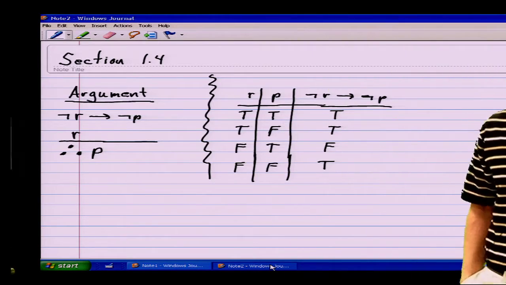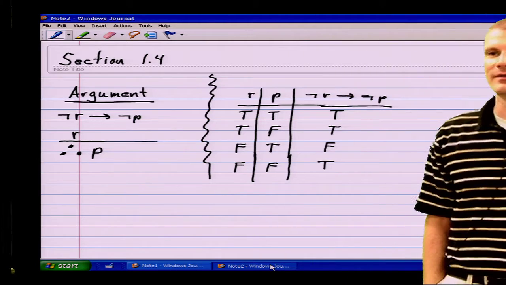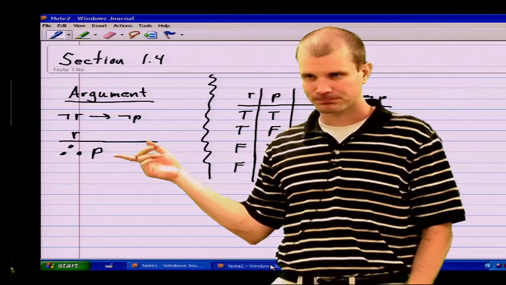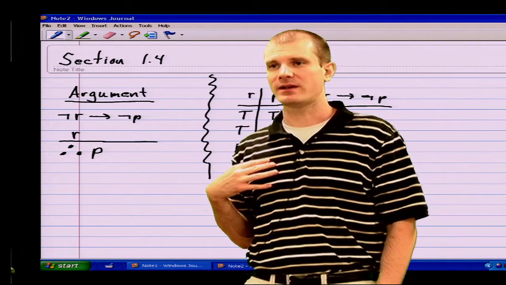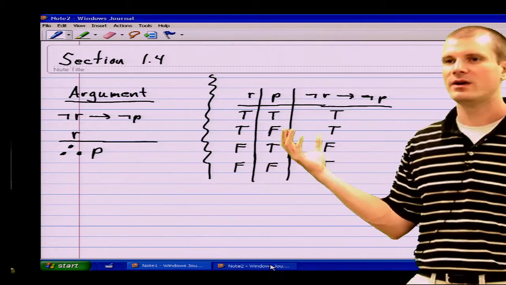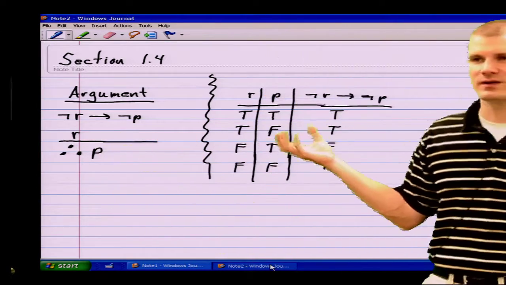So here we're in section 1.4, and I'm going to do a quick example of how we determine whether or not an argument is valid or invalid. I think personally the easiest way to do this is to make a truth table. So here's an example of an argument, and here's the truth table.